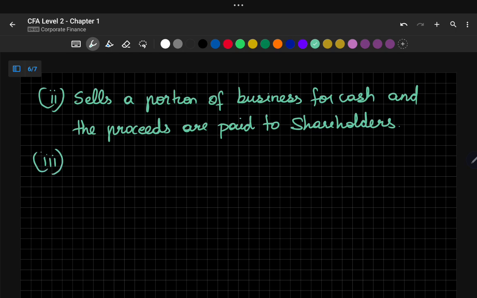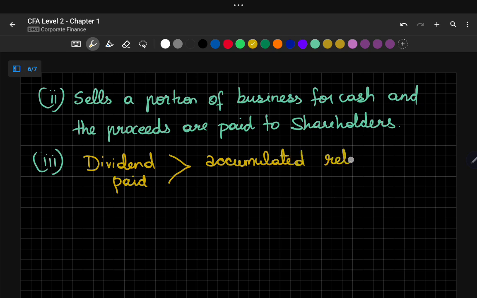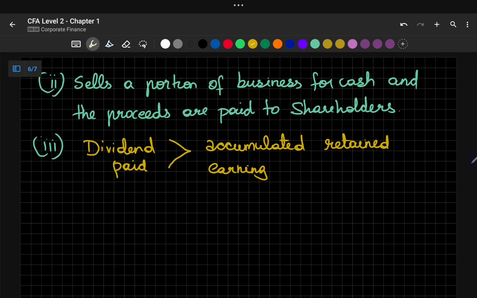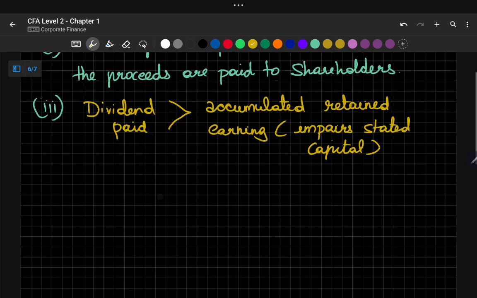Now, the third situation is if a dividend payment is greater than the accumulated retained earning of the company. If the dividend paid is greater than the accumulated retained earning, it means that the company is paying a dividend which the company doesn't have, like from cash that the company doesn't have. So it impairs stated capital, the capital that is stated by the company. So that's also when we can say the dividend is a liquidating dividend.